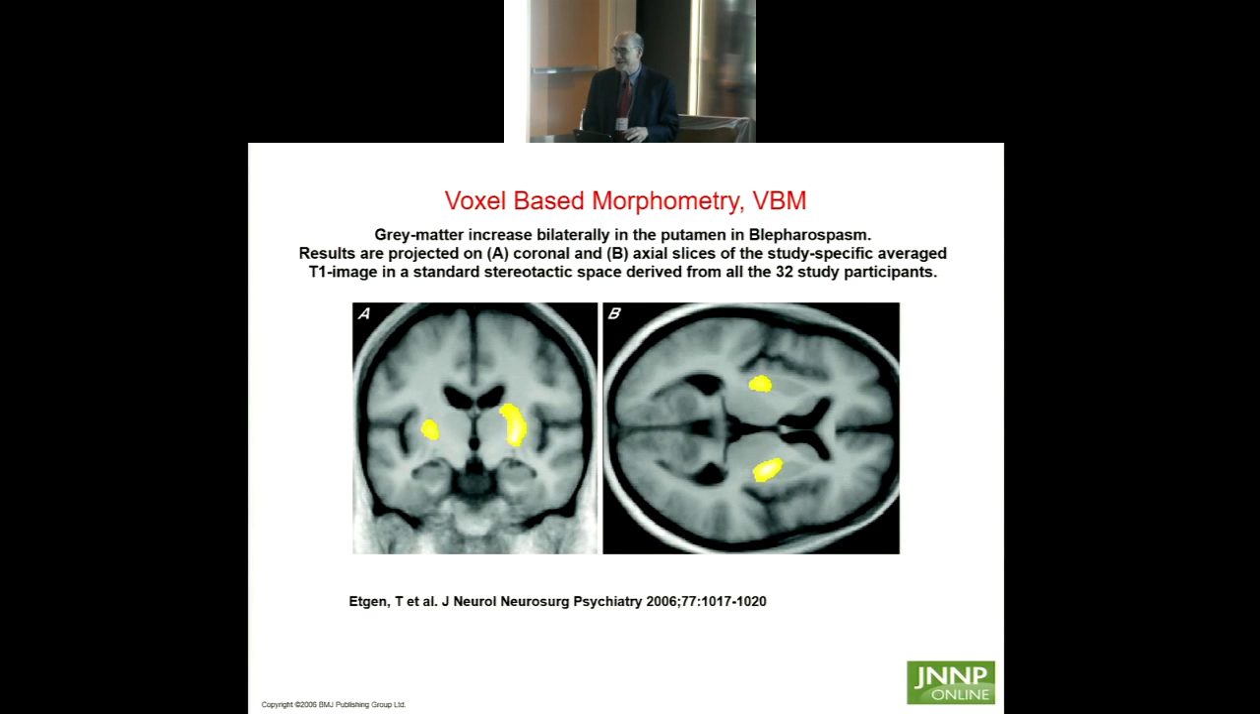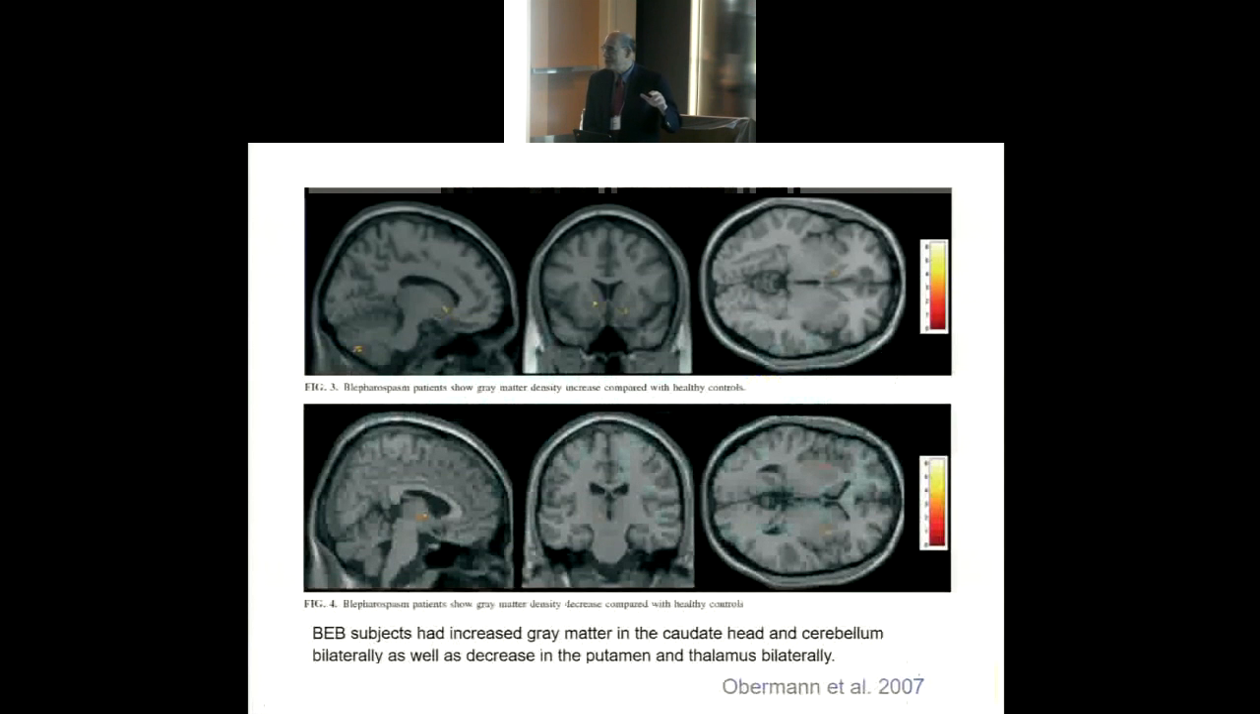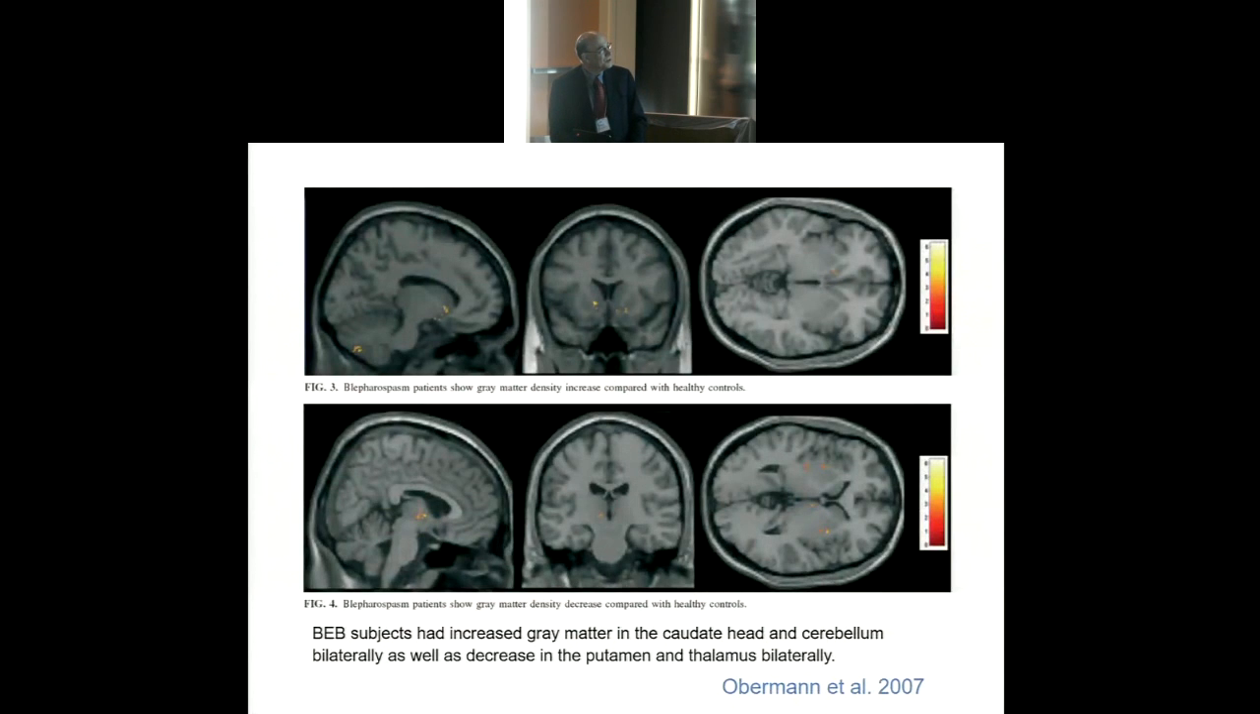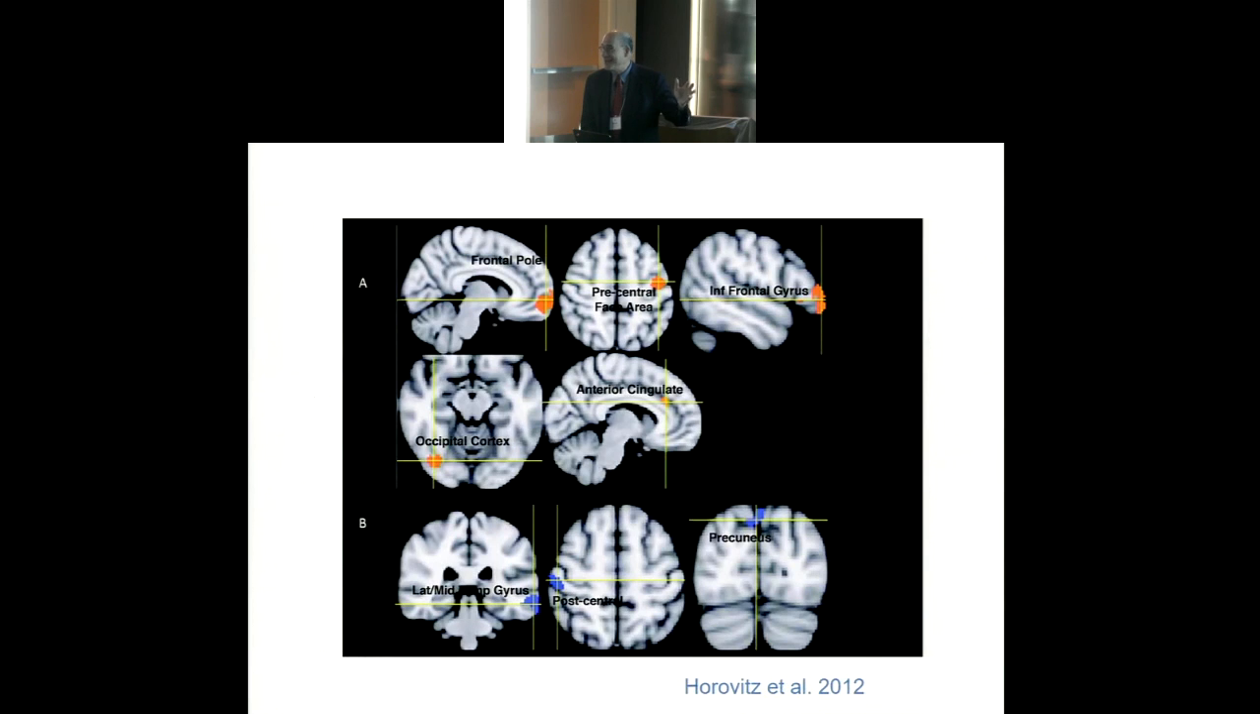In any event, here's one study that shows an increase in gray matter in the putamen. Here's another study that shows a decrease in gray matter in the putamen, as well as abnormalities somewhere else. And here's a study that we did at the National Institutes of Health that didn't find anything in the putamen, but found abnormalities elsewhere. So this has been very confusing, and I look forward to Dr. Berman to clarify all this for us a little bit later.